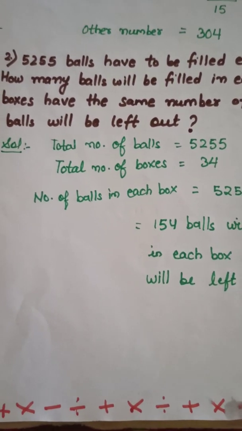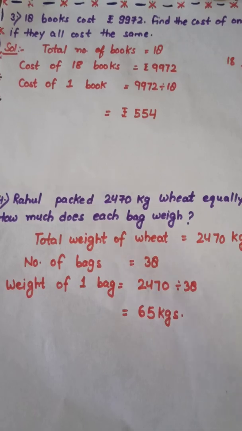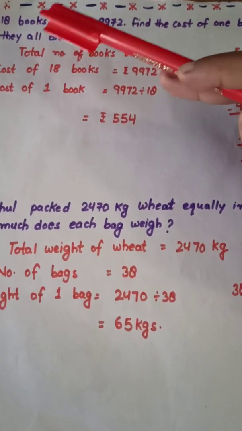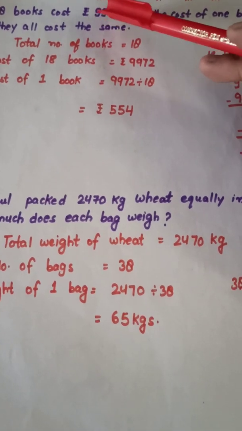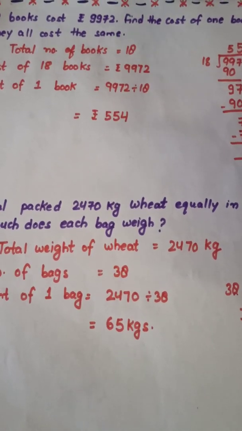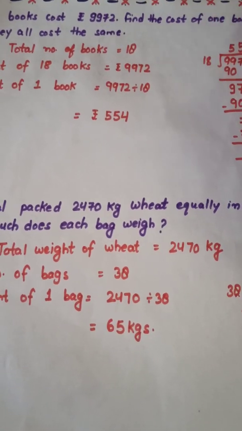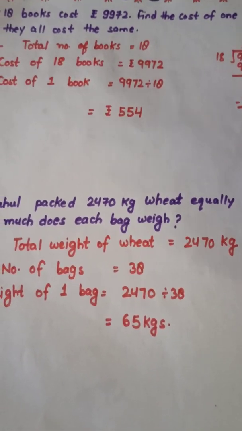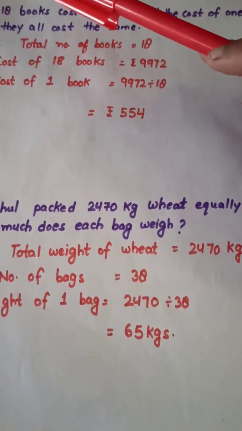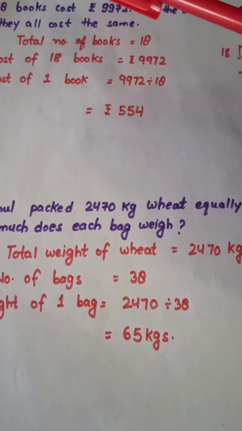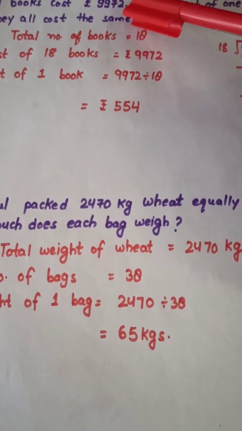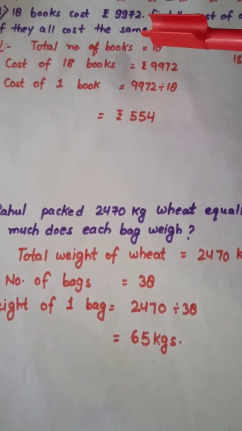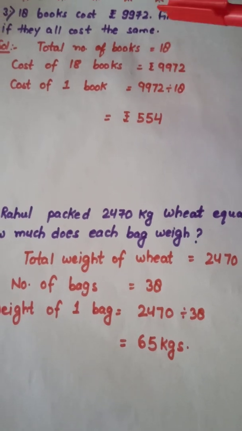Now we will move on to question number 3. Let us see what this question is saying. 18 books cost rupees 9,972. Find the cost of one book if they all cost the same. So it means there are a total of 18 books and the total cost of 18 books is 9,972, and we have to find out the cost of each book if the cost of all the books is the same.